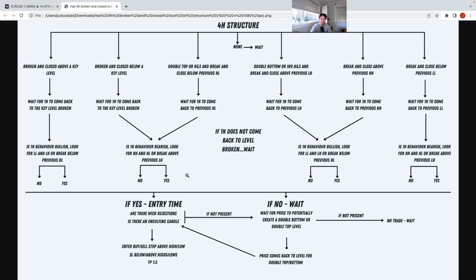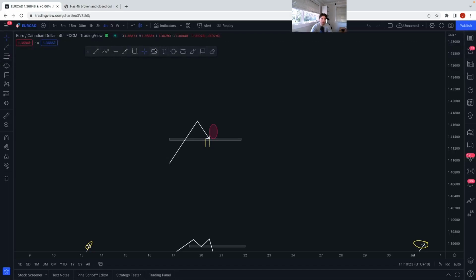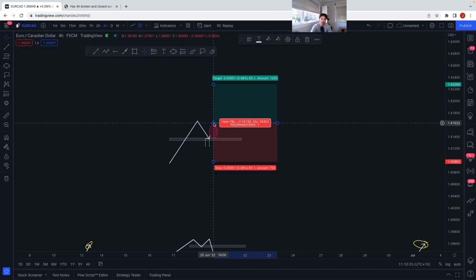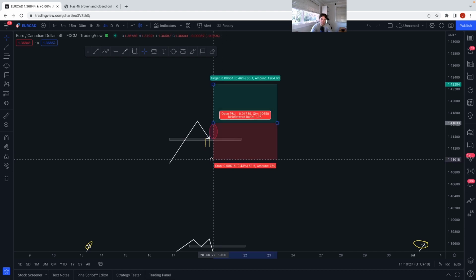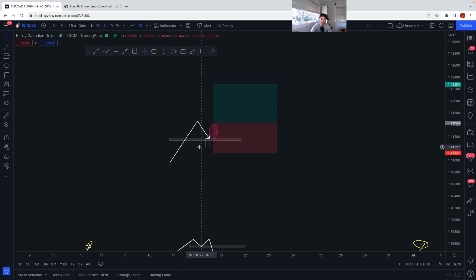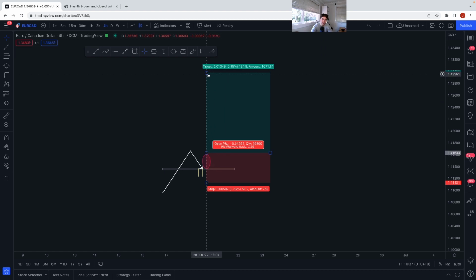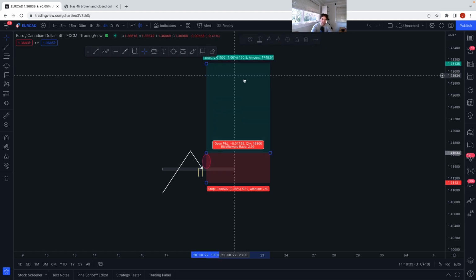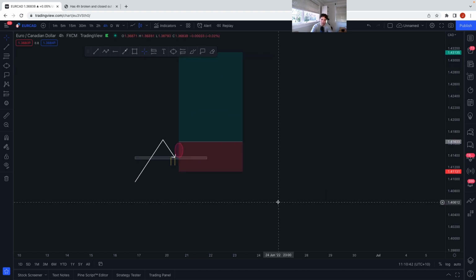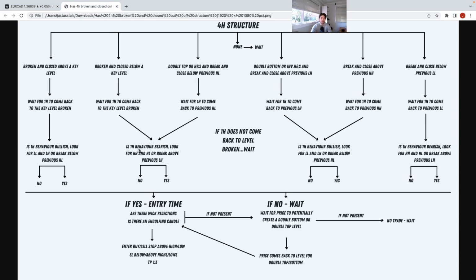So if we see a wick and an engulfing candle, best case scenario, we enter with a buy stop above the close of that engulfing candle, stop loss safely below the lows of the wicks, and I target a 1 to 3. This is completely just my strategy. You guys should test it and see what works best for you. So that's best case scenario: we've identified bullish behavior and we see wick rejections and an engulfing candle.